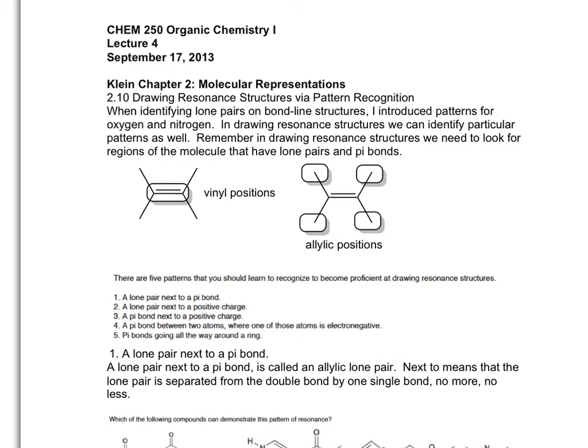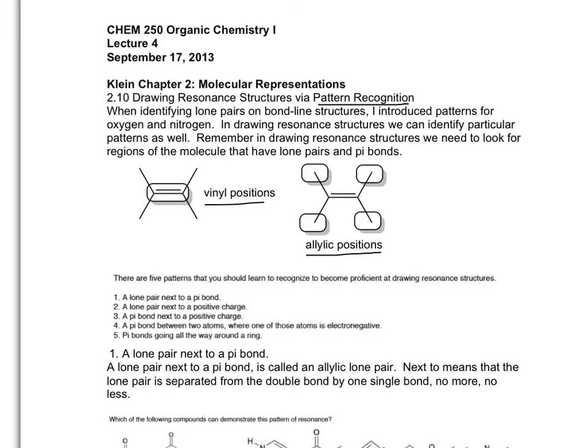In Lecture 3, we introduced the concept of resonance, and I showed you how to draw resonance structures and how to delocalize electrons. Now what we're going to do is to see if we can recognize patterns in drawing resonance structures. So just before we get started, I want to define what a vinyl position is and what an allylic position is.